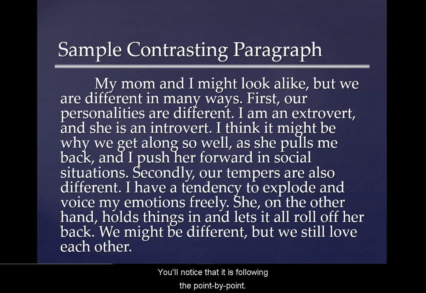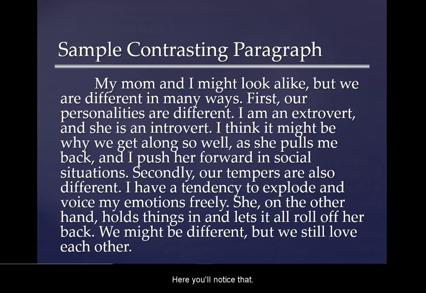You'll notice that it's following the point by point. My mom and I might look alike, but we are different in many ways. First, our personalities are different. I am an extrovert, and she is an introvert. I think it might be why we get along so well, as she pulls me back and I push her forward in social situations. Secondly, our tempers are also different. I have a tendency to explode and voice my emotions freely. She, on the other hand, holds things in and lets it all roll off her back. We might be different, but we still love each other.